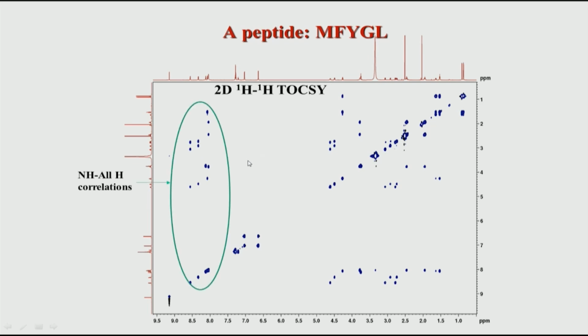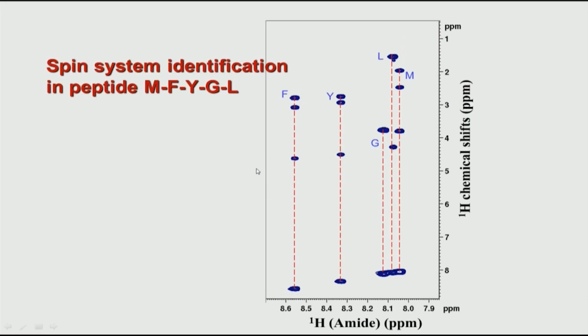So, this is the region which we are going to focus on, which has all the NH, H alpha or H beta proton correlations. This is how the spin system assignment is illustrated here. As we discussed, we go from the amide region, that is NH, and we go all the way vertically up, and then we identify the peaks and try to identify what amino acid this particular spin system is. In this case, this looks like a phenylalanine. We have one more AMX. Remember we discussed this is called an AMX, but nevertheless this looks like a phenylalanine.